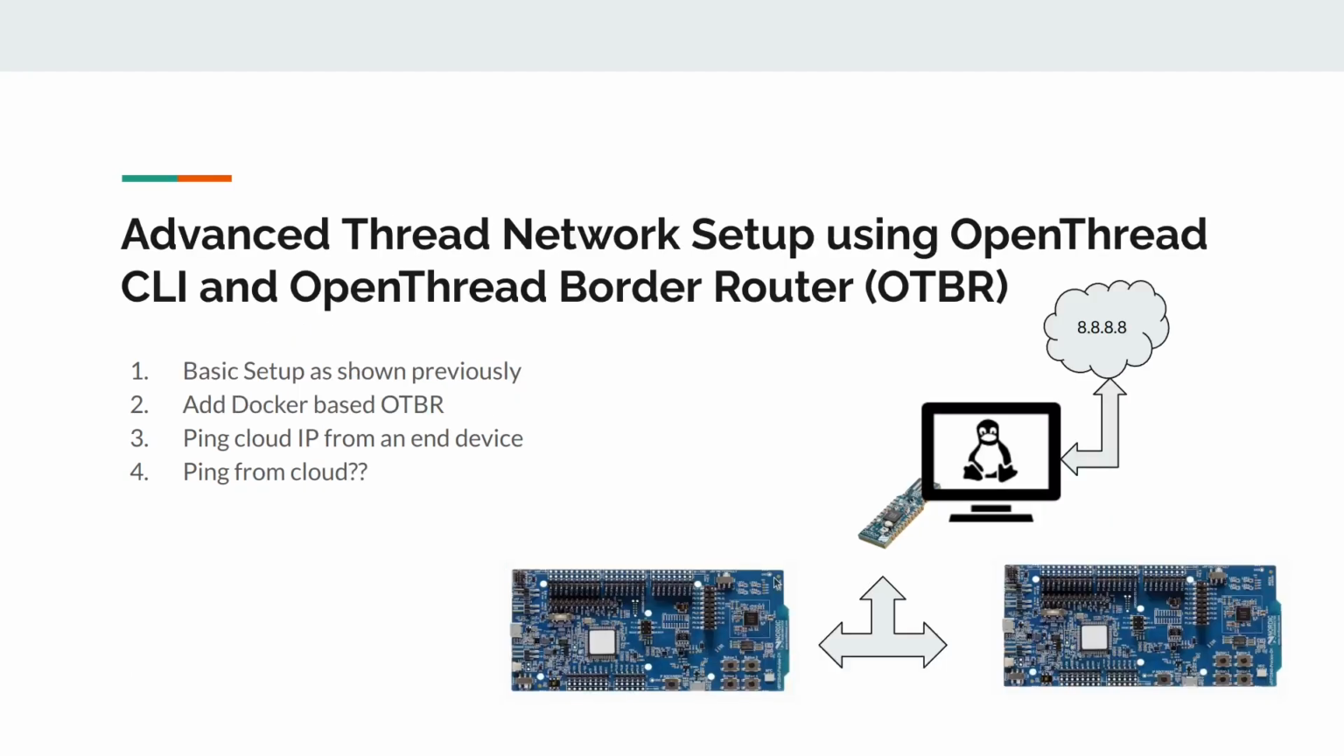Once we have this, we would add a border router into this network, and this would allow us to send packets from this device into the cloud, and we would send a ping from here into the cloud. Our border router would be an nRF52840 dongle with my Ubuntu machine, and I will show you how to set that up. Then we would run the software in Docker, so you won't need to do too much. I would show you how to do that as well.